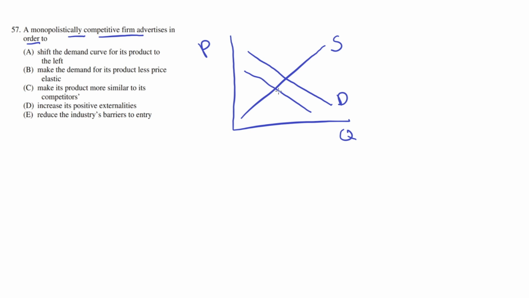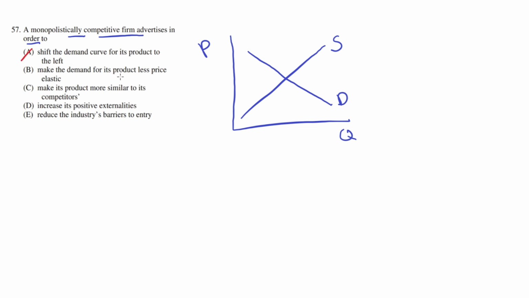would decrease. This is bad for the monopolistically competitive firm, and this wouldn't make sense because if they advertise and the demand shifts to the left, meaning that demand for the good decreases as they advertise, they wouldn't want to be advertising. So this doesn't make any sense, so A must be incorrect.